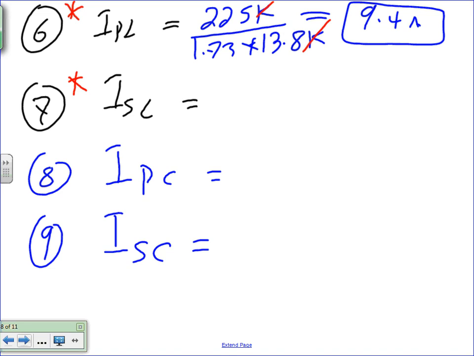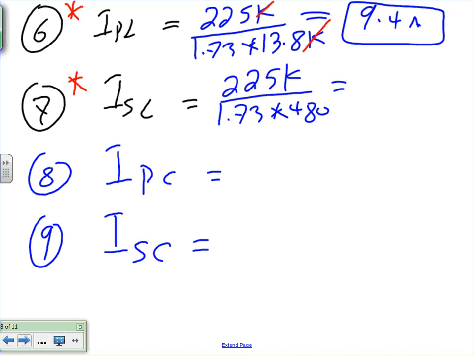Okay, so this is I primary line. Let's do I secondary line. I secondary line is the same thing, 225 kVA divided by 1.73 times 480, because the voltage on the secondary is 480, right? We're on the secondary side. That would be equivalent to 271 amps.